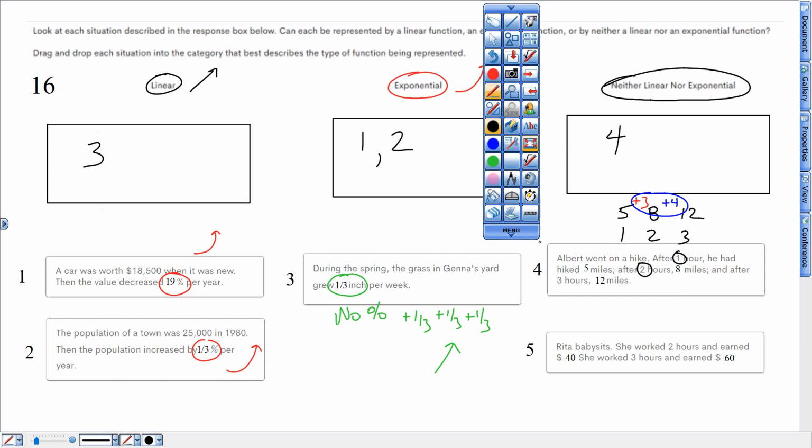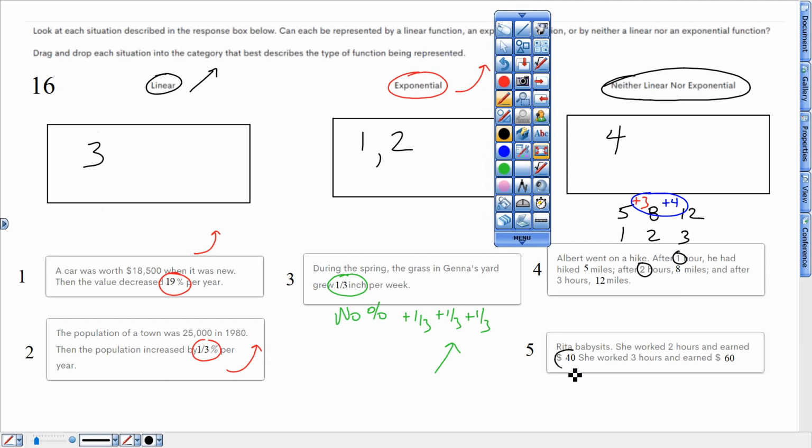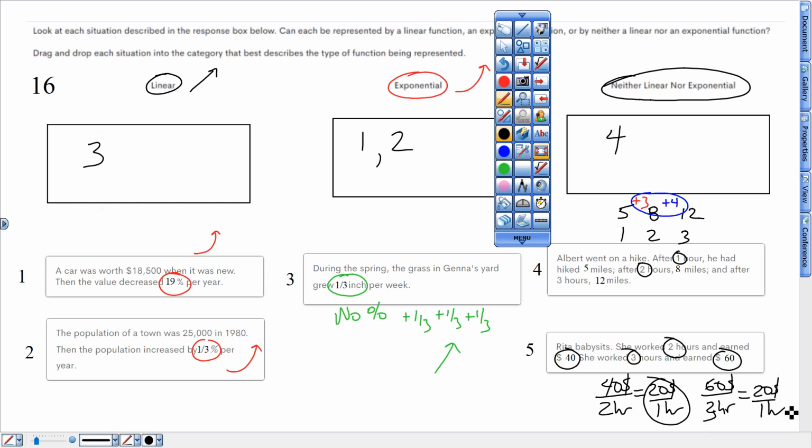And then this guy, next one, I do a little bit of work. I take this 40 and this 2, $40 divided by 2 hours. That gives me $20 for every 1 hour. Then I look at 60 divided by 3, and if I get the same answer, that's going to be linear. I'm sorry, this is 3. If I get a different answer, that makes that neither. But for this one, I can see that one for sure is linear because these are the same.